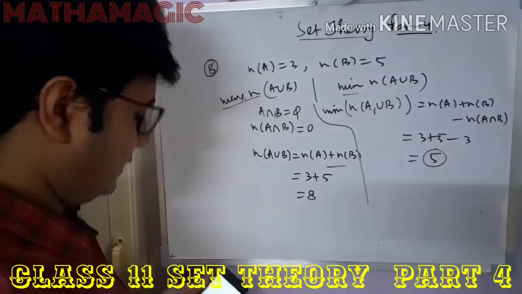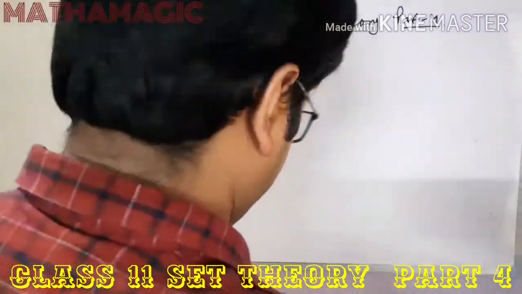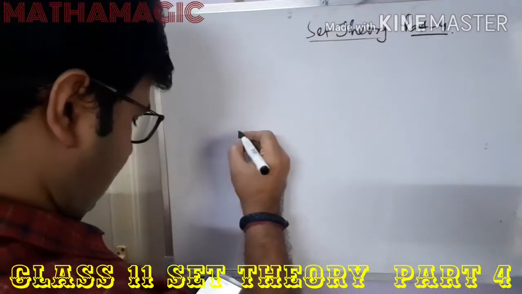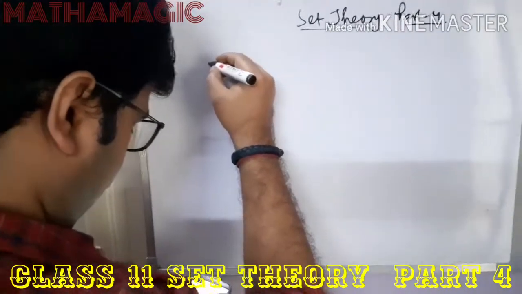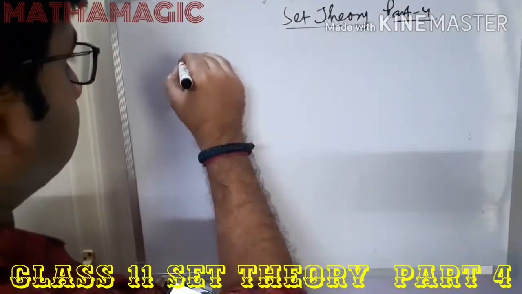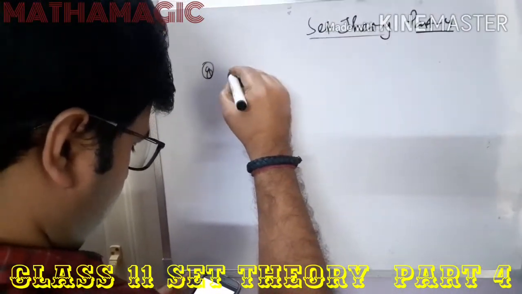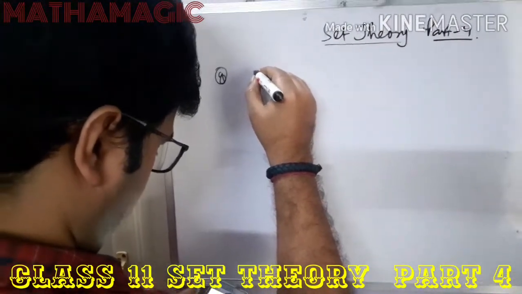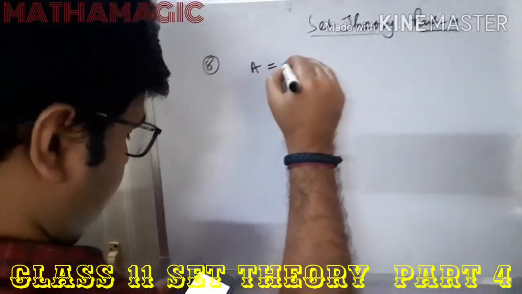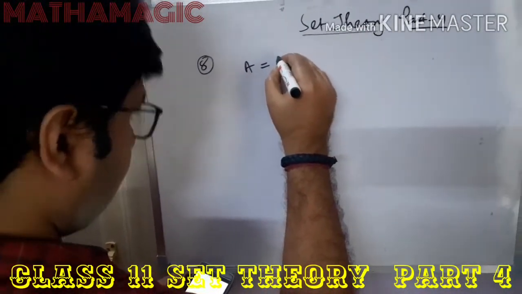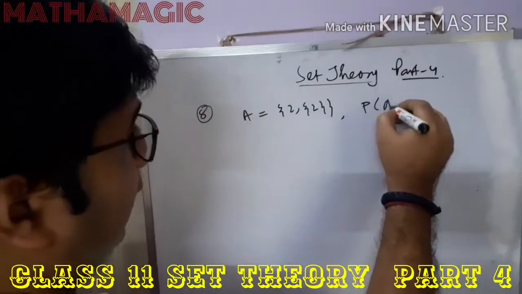Now we'll go for the last sum of today's video. So this one states that we need to find... Okay, we'll do 2 sums actually. It is given that A equals 2 comma 2. Now we need to find the P of A.